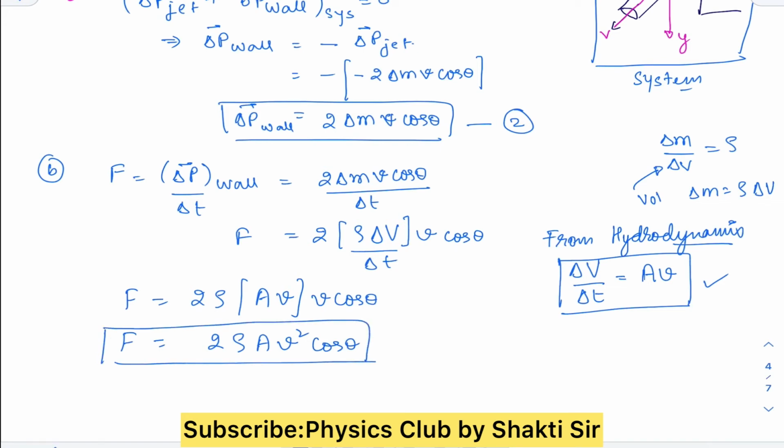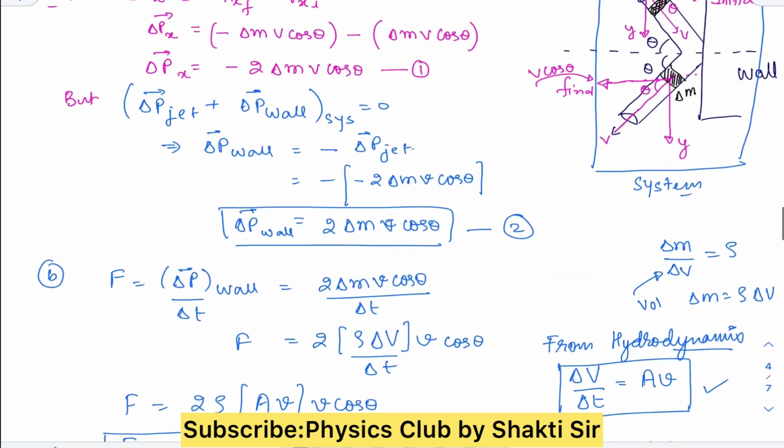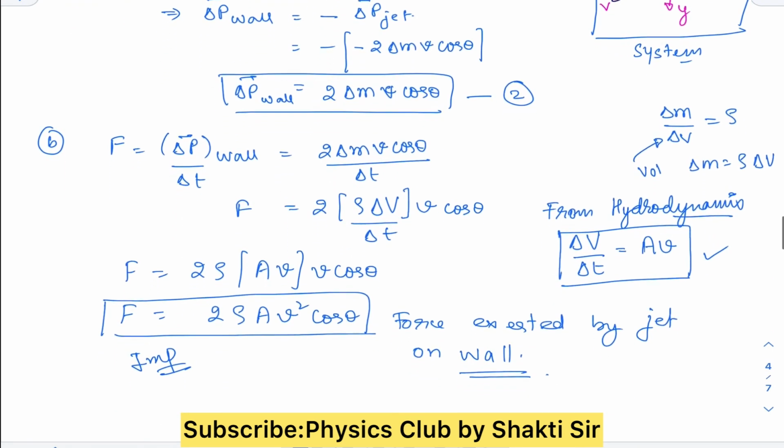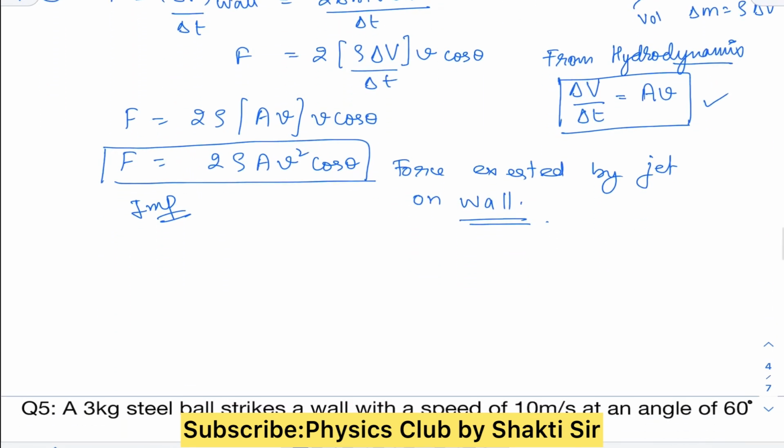What it says is the force exerted by the jet on the wall. This is a very important calculation, so keep in mind the method of how to solve this situation. Here I can frame two or three types.